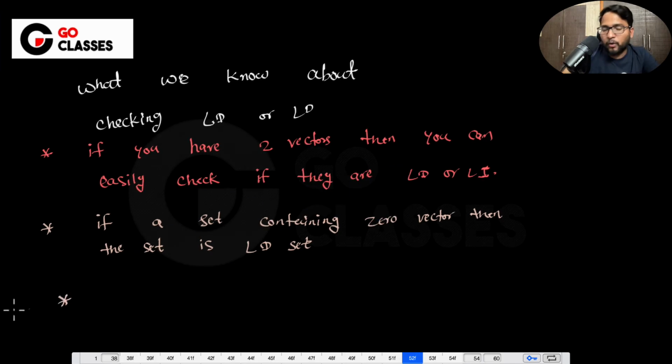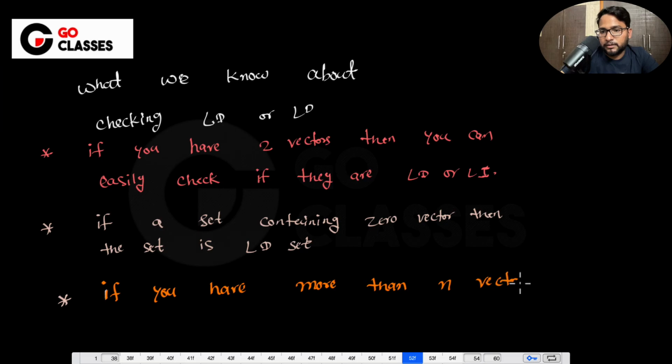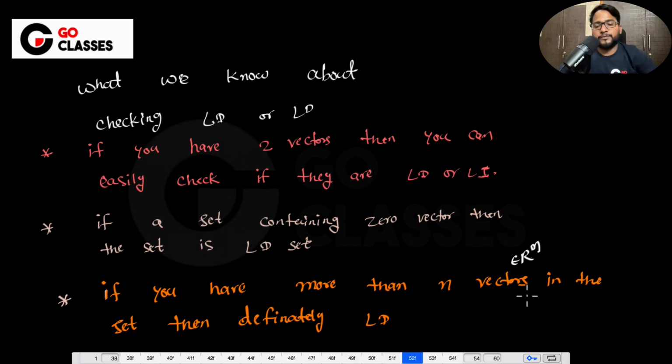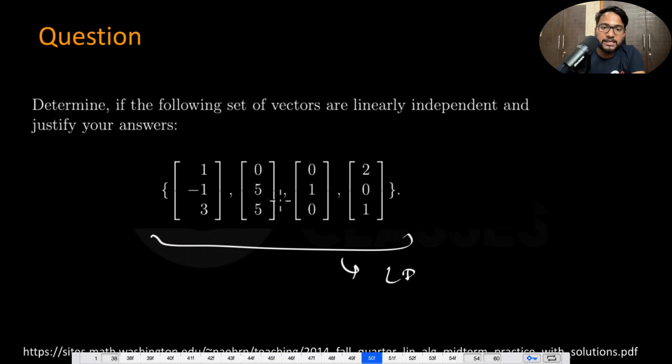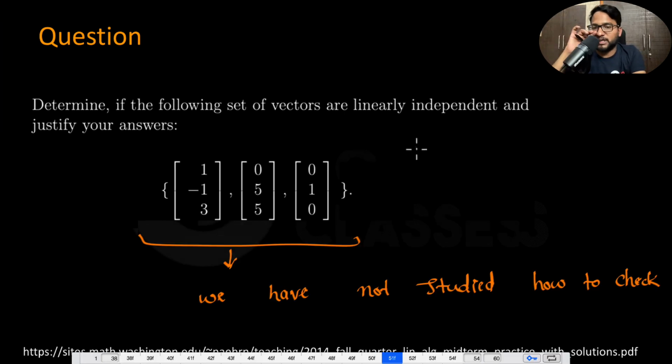Similarly, one more piece of information that you have. If you have more than n vectors in the set, then definitely linearly dependent. Vectors in Rn, which means if you have more than 3, then definitely linearly dependent. But if it's just 3, then you don't know. Actually, we have not studied this thing.